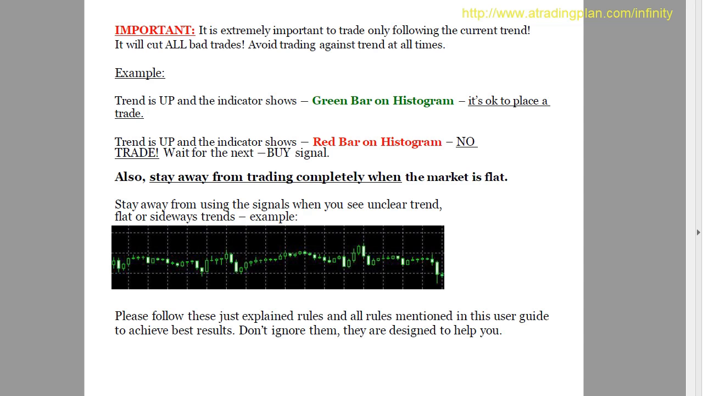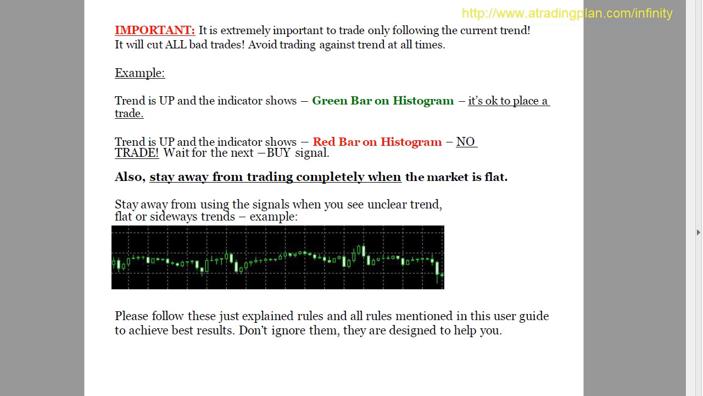For example, here, your trend is up, indicator shows green. It's okay. Take your trade. But if your trend is up and the red shows up, and you short in an uptrend, that's a problem. Don't do it.